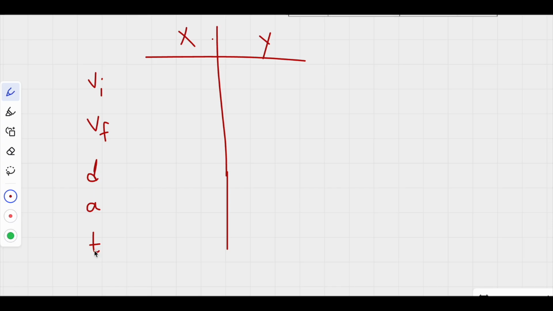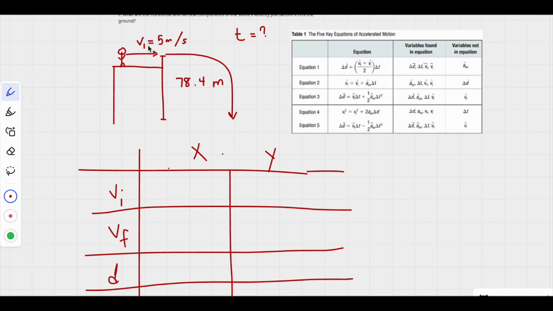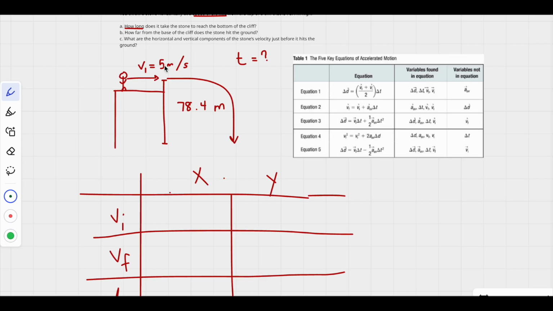And then we have time, which is universal for both. So time is not going to have just a time in the x direction or time in the y direction. It relates both together because it's the same number. And now let's add in the information we have. We have the initial velocity is 5 meters per second.